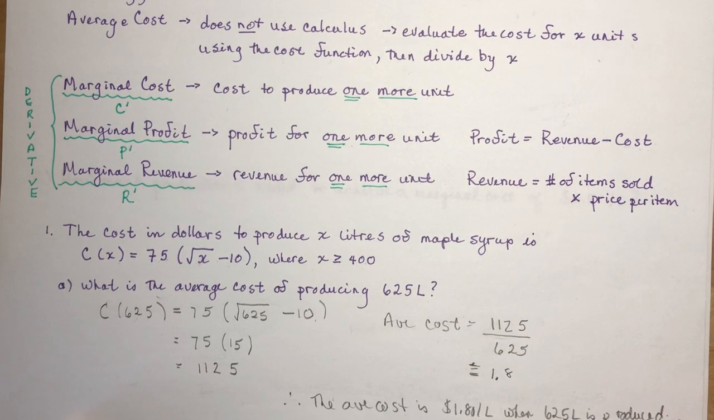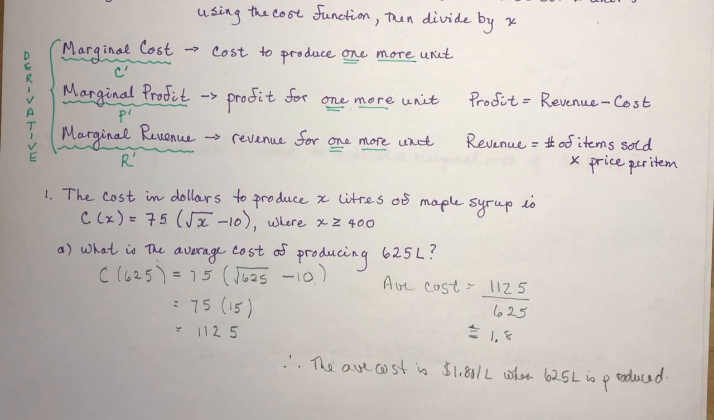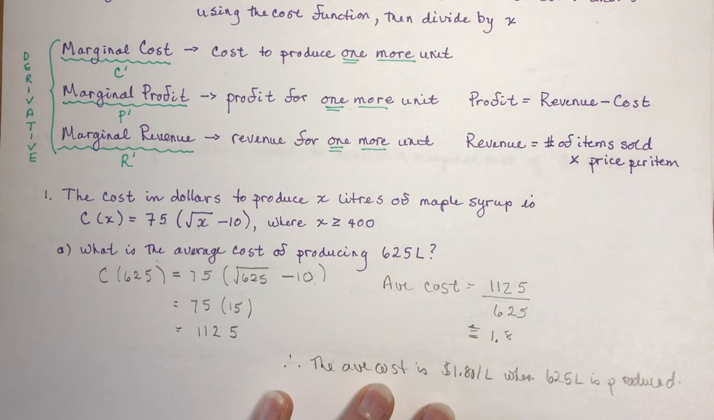Okay, so that's pretty easy. Everyone can do an average cost. Sorry, ran off the page. Okay, so average cost for 625 liters, $1.80 per liter.